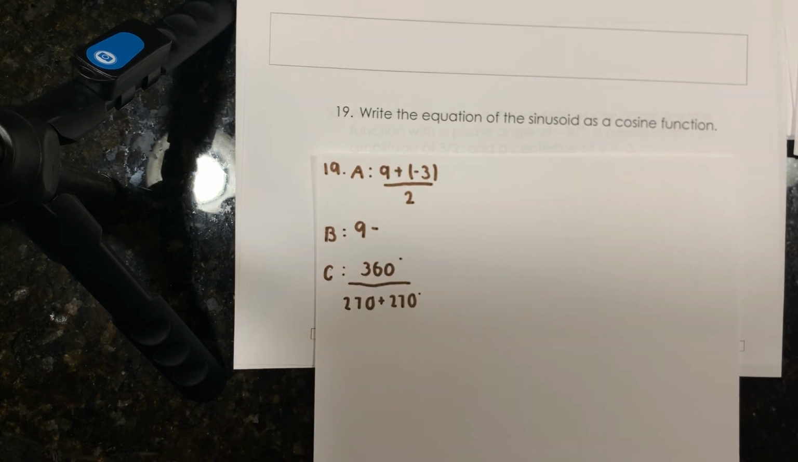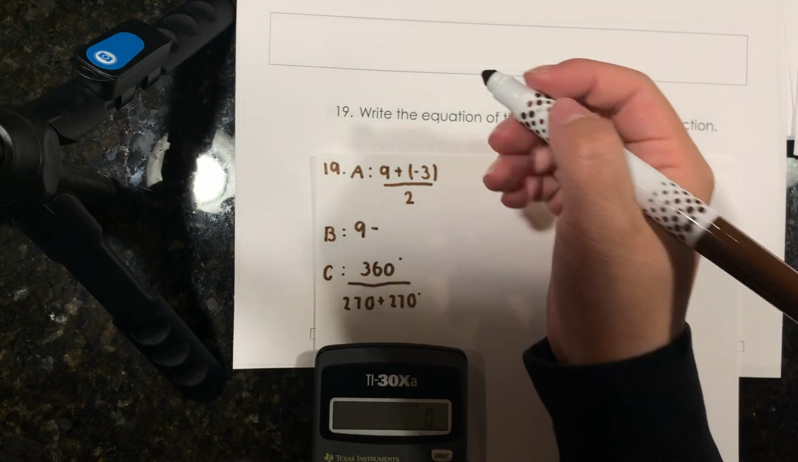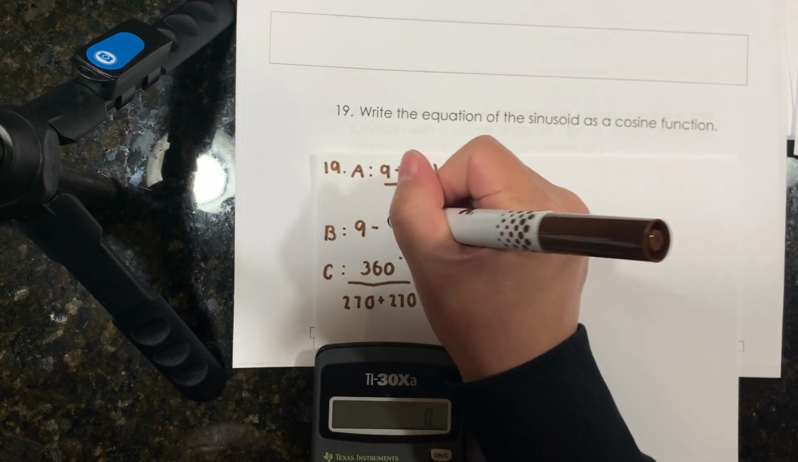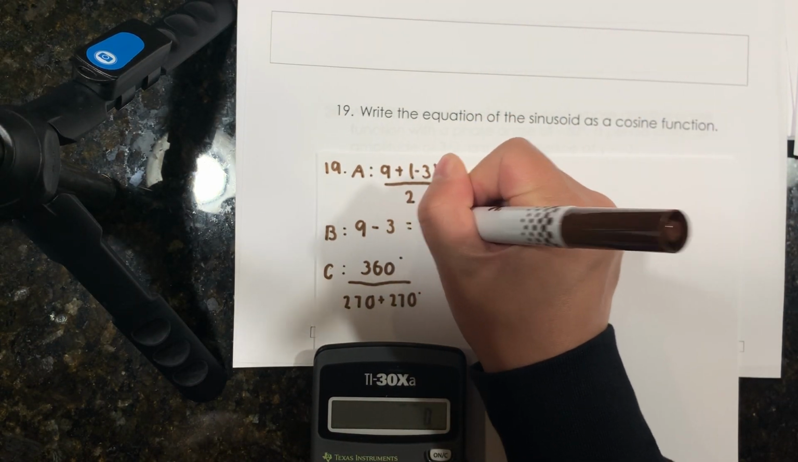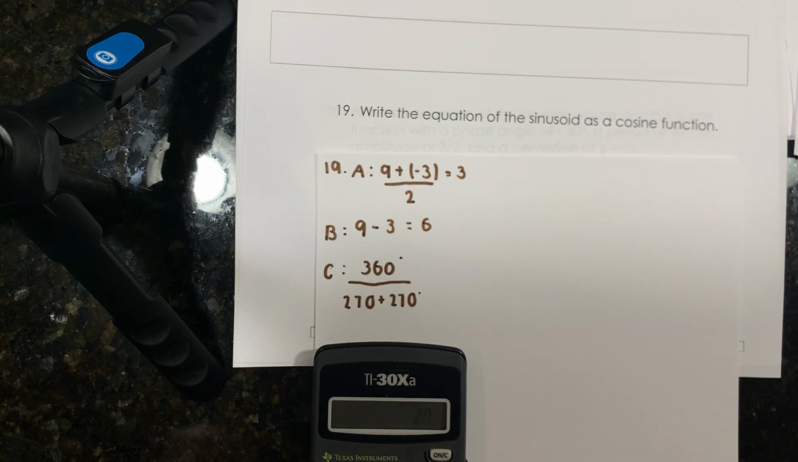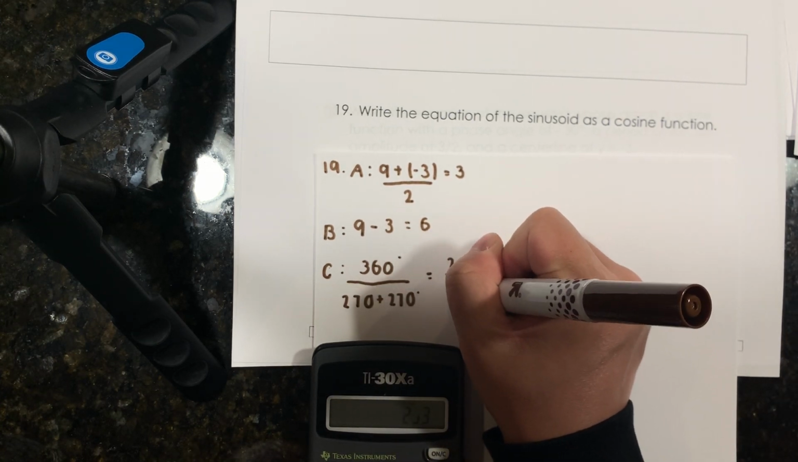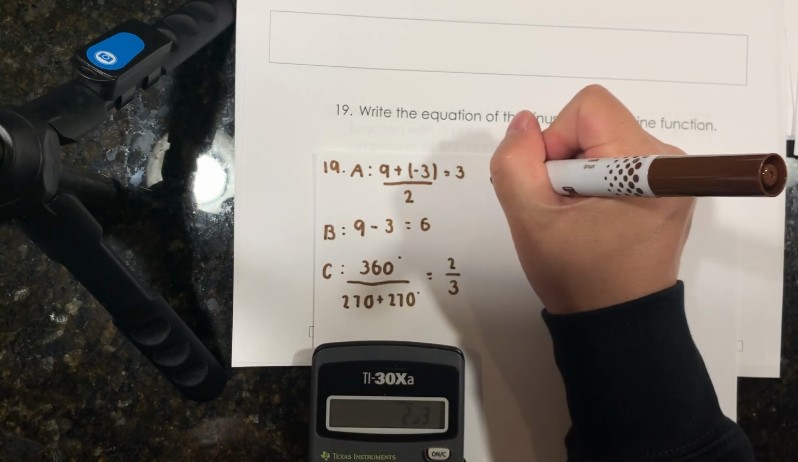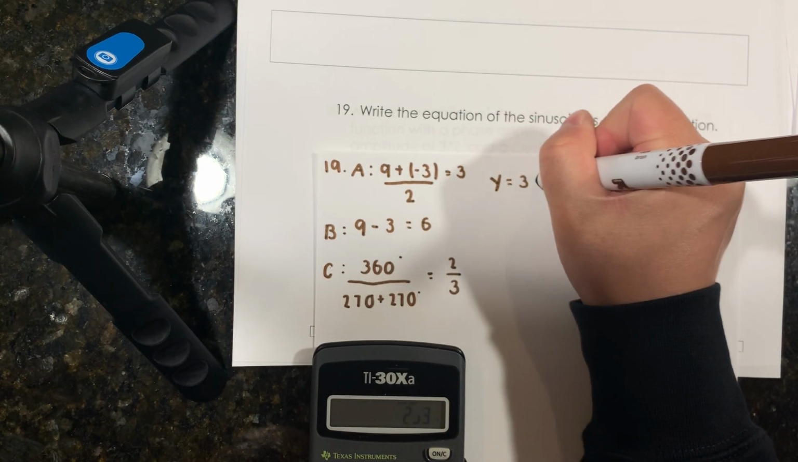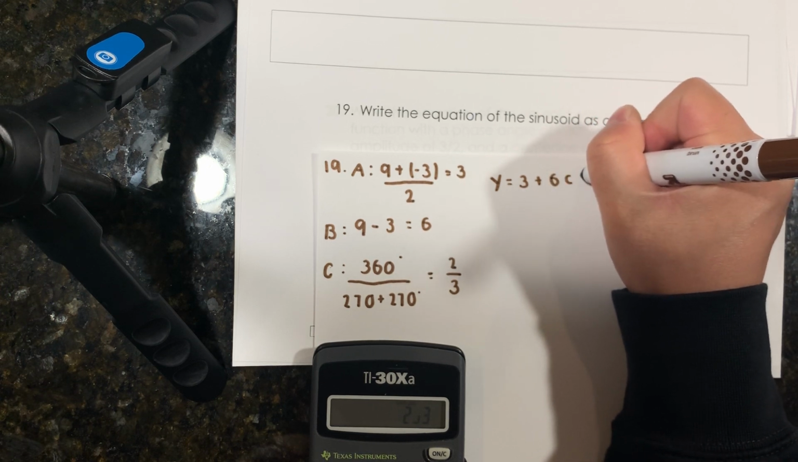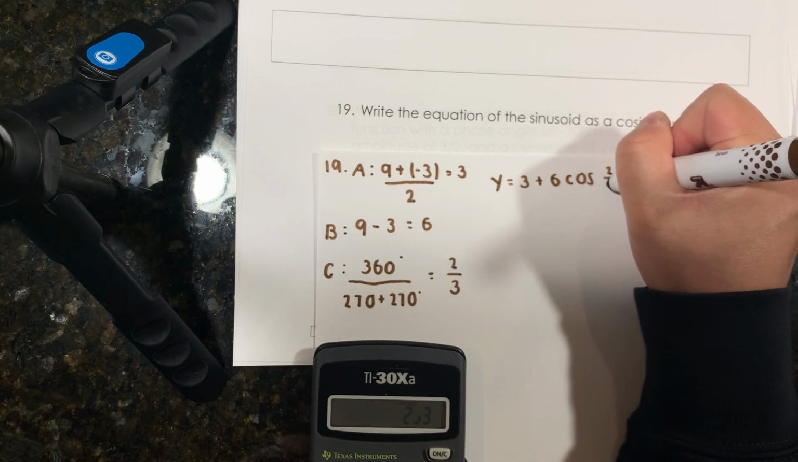So now I'm going to evaluate. I have 9 minus 3, which is 6, divided by 2 is 3. 9 minus 3 is going to be 6. Then I have 270 plus 270 is 540. So 360 divided by 540, written as a fraction, is actually just 2/3. So now my answer so far is going to be y is equal to 3 plus 6 cosine of 2/3.